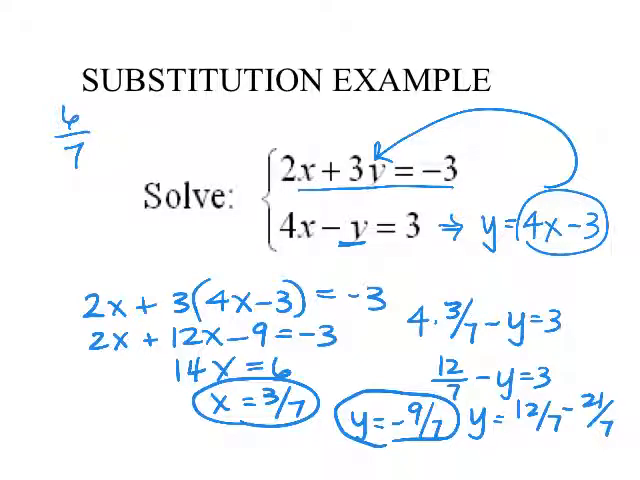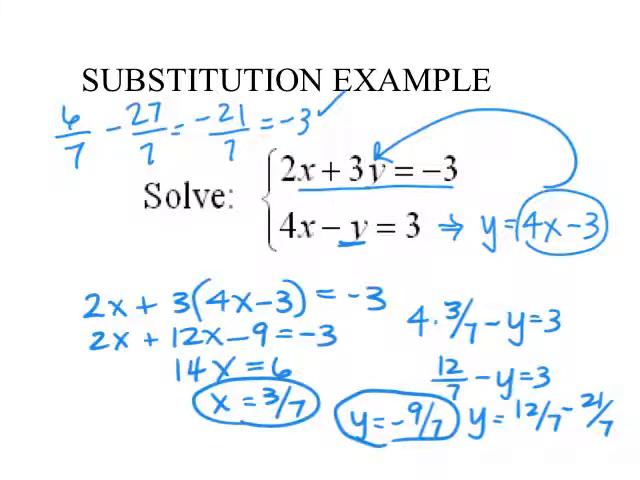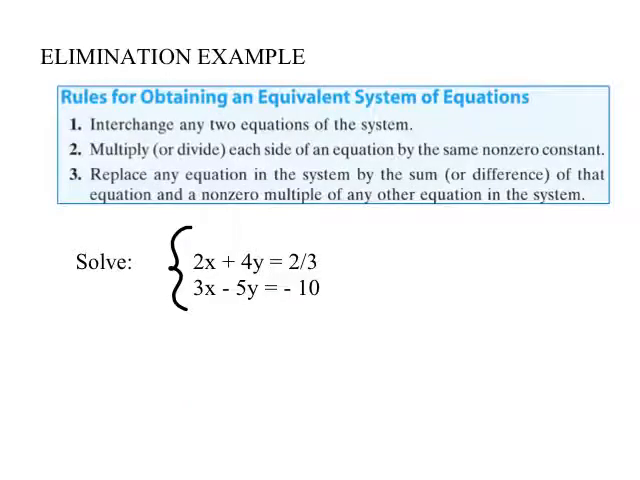And 3 times negative 9/7 is negative 27/7. So we end up with, let's see, negative 21/7, which, yes, that's negative 3. So we know we did it right. That's substitution.